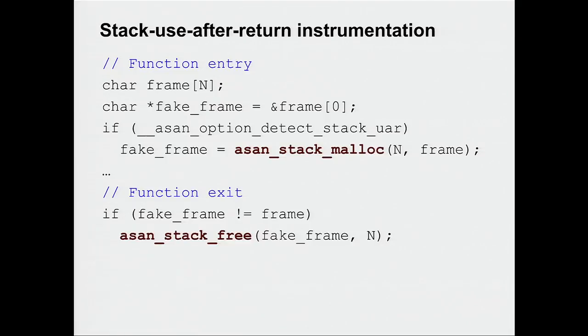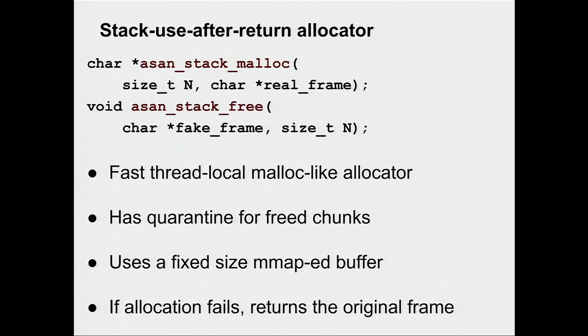When we instrument a function, we keep the original frame, which was there from the C language, but we also create a pointer which we call fake frame, which comes from a specialized malloc-like thread local allocator. I'll talk about it later. And at the function exit, we actually call stack free on that fake pointer. And here's how it works.